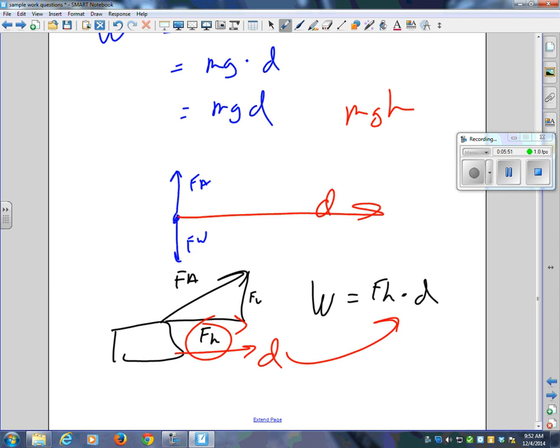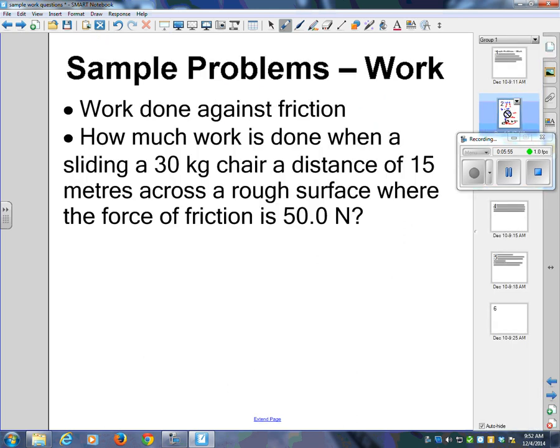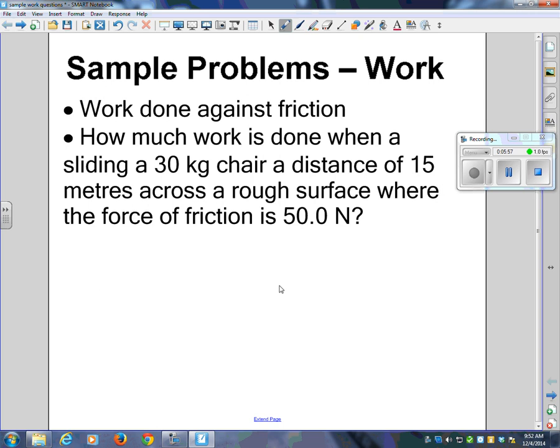Okay, let's jump right in and do some samples. I don't think they can get any easier than these sample questions, you guys. I really don't. I think you'll be overjoyed with the simplicity.